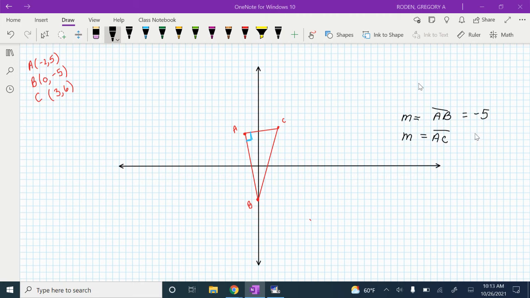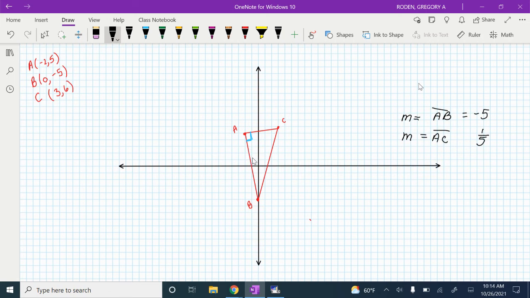You guys agree 11 over 3? Kaylee, what'd you get? Positive 1/5. I like 1/5. You guys agree with that? What do you notice about -5 and positive 1/5, guys? Those are opposite reciprocals. So, Eliana, we have confirmed your theory that it's a right triangle.